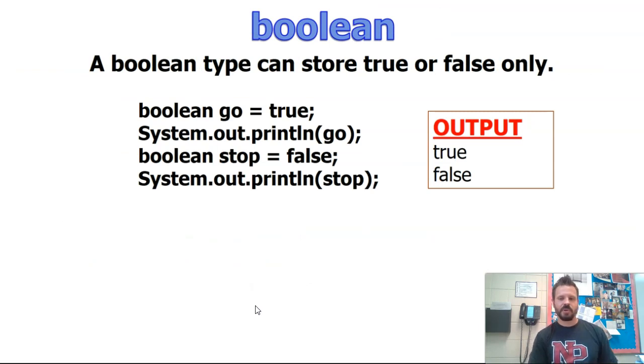And then our last primitive type on the AP exam is the Boolean. A Boolean type can store true or false only. So in other words, Java is storing a 1 or a 0. For example, I could say boolean go equals true. If I print go, then Java is going to print out the word true. Not the word true, but basically a 1 is what it's storing that as. Same idea, boolean stop equals false. If I printed stop, then you'd print out false.